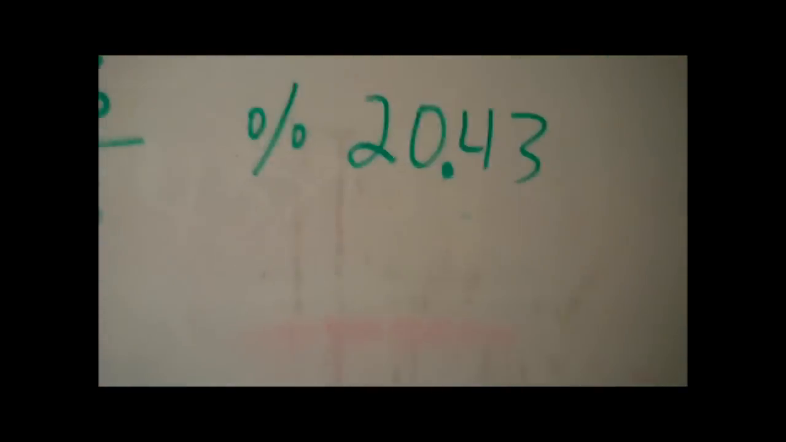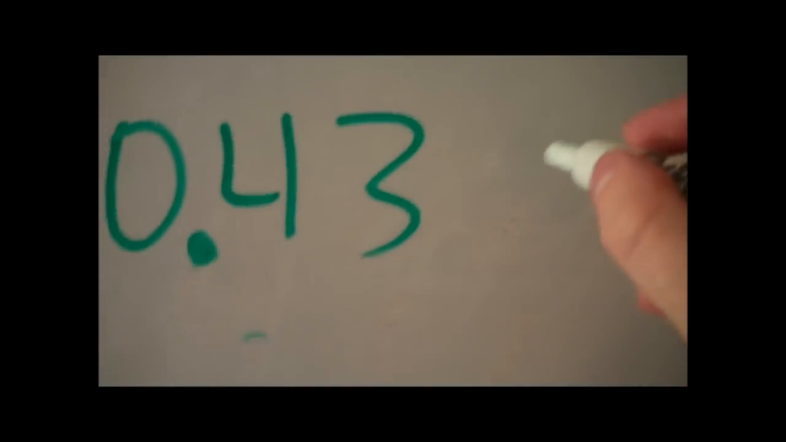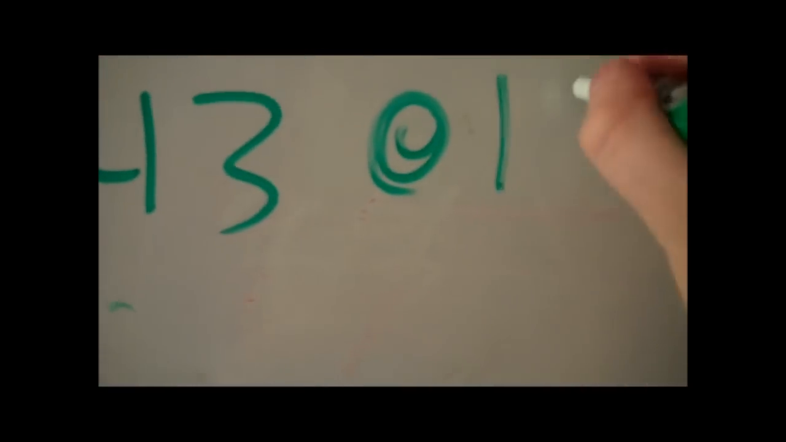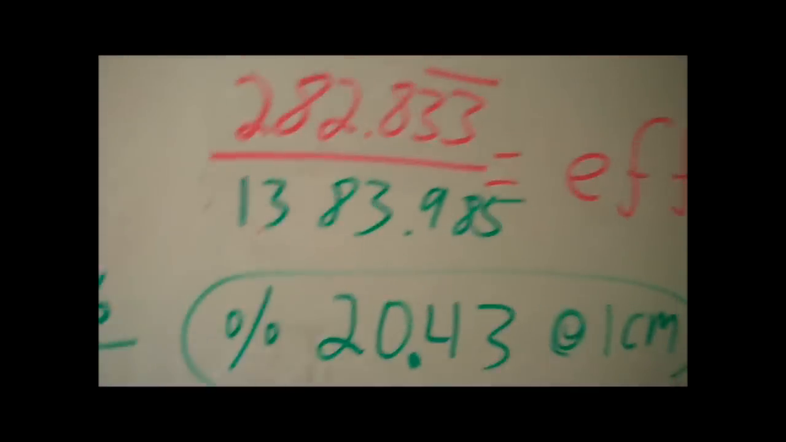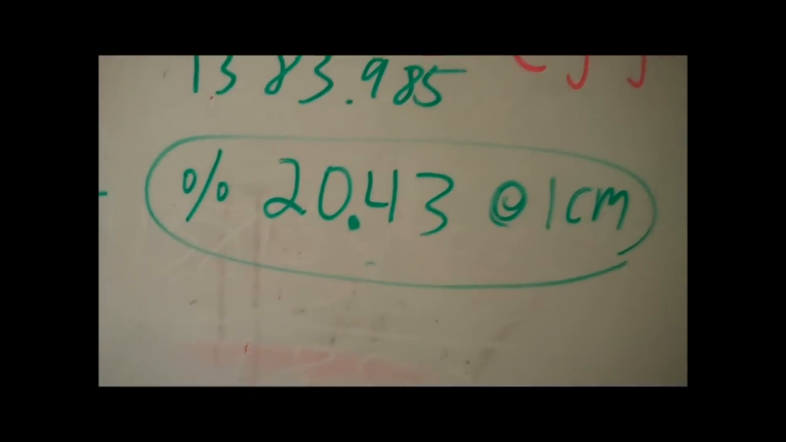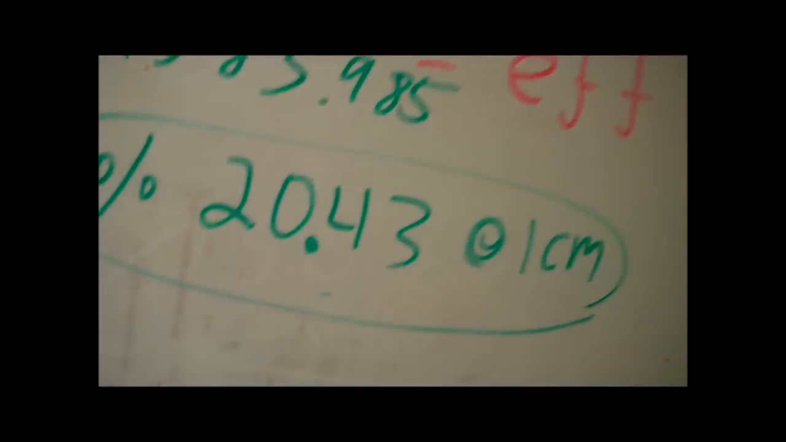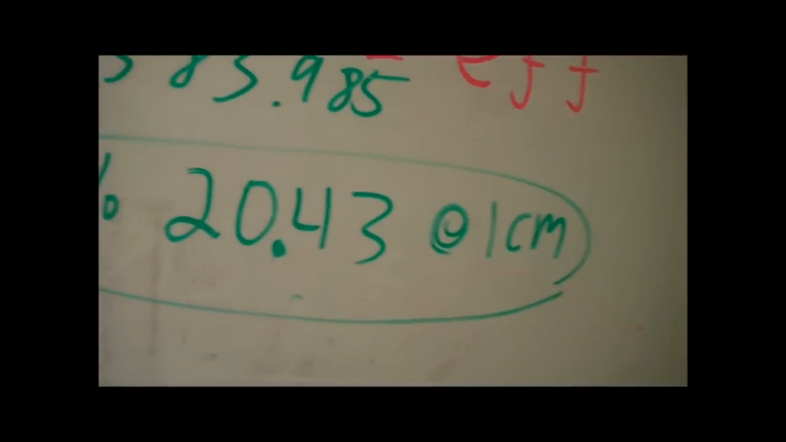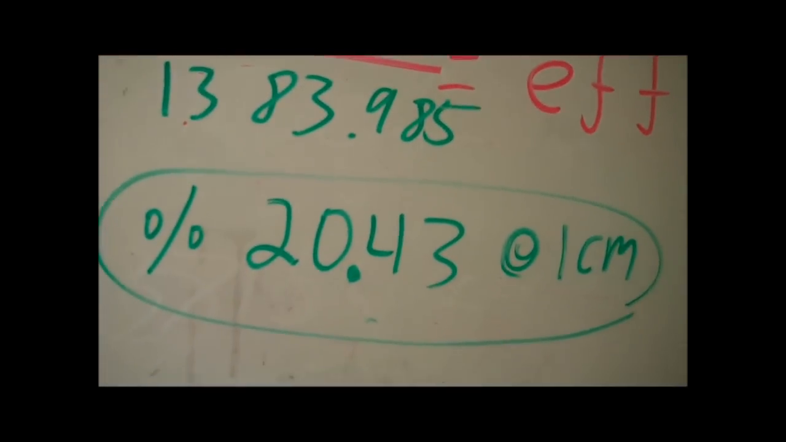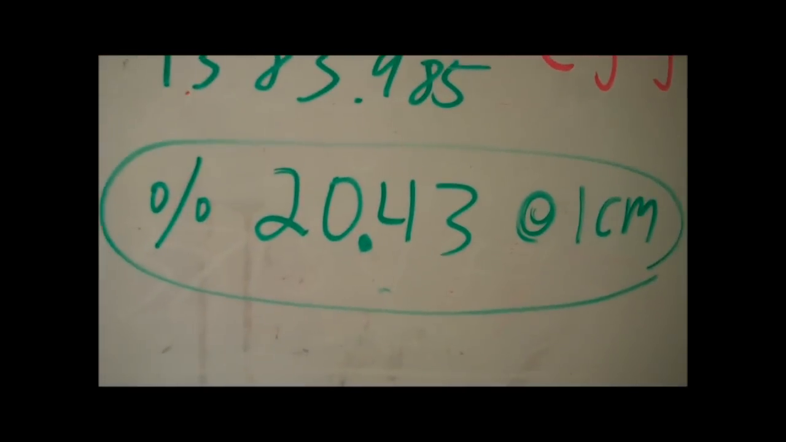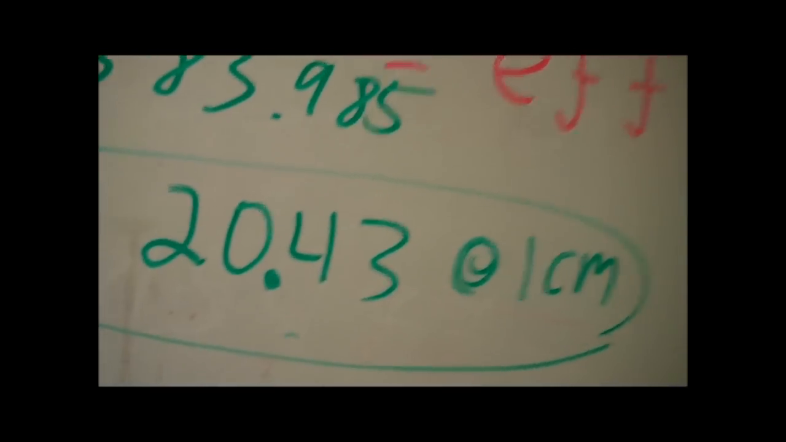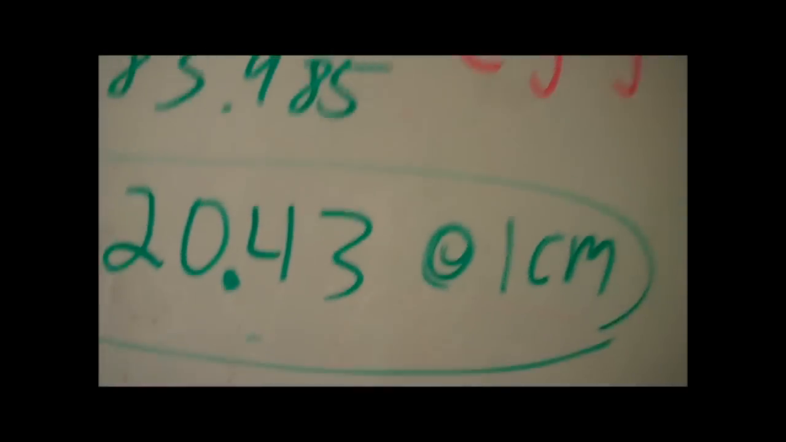So I think we can call this one true. I think we can say at 1 centimeter's distance, in normal standard room temperature air at sea level, my Geiger counter has a 20.43% efficiency at calculating the counts per minute from polonium-210.